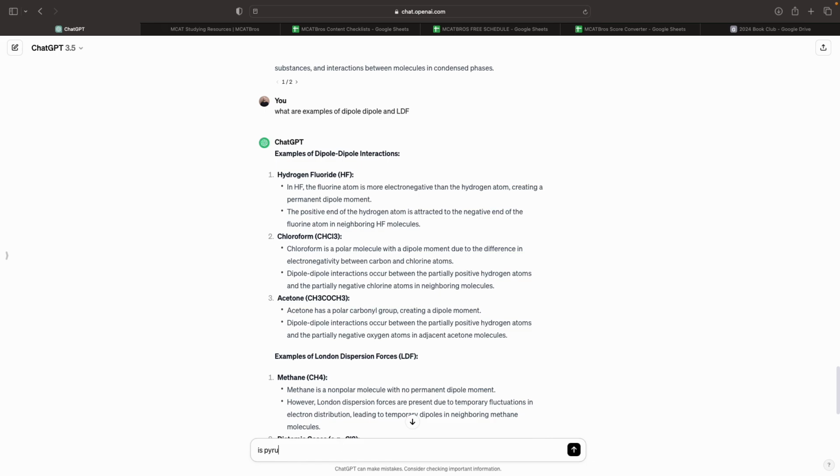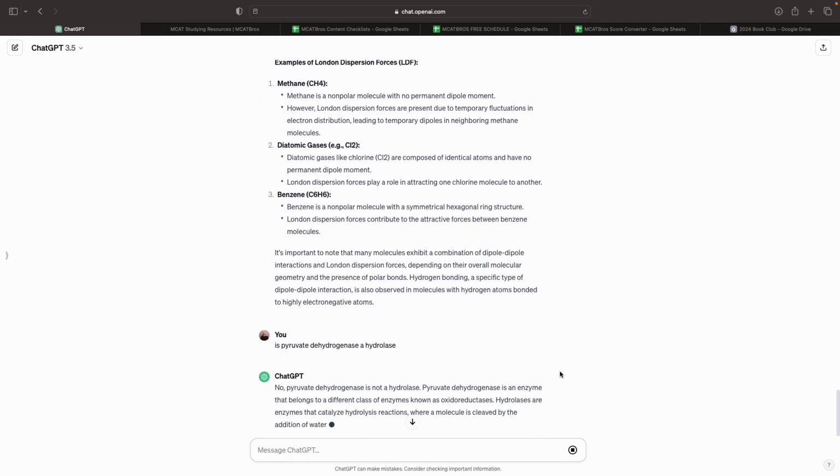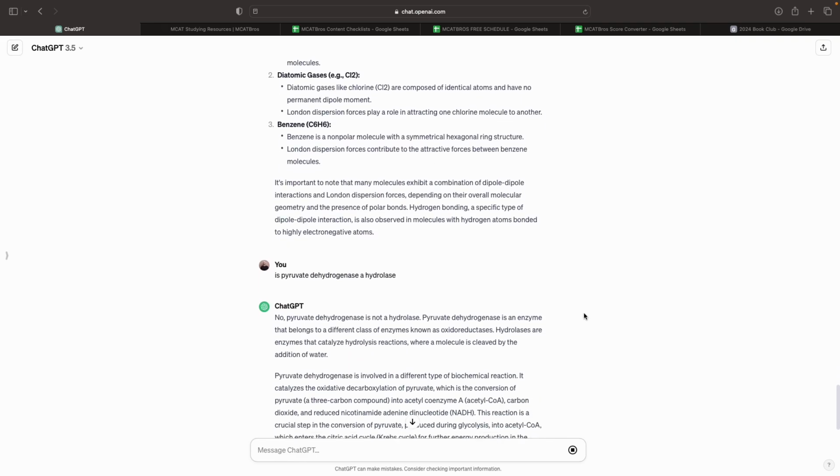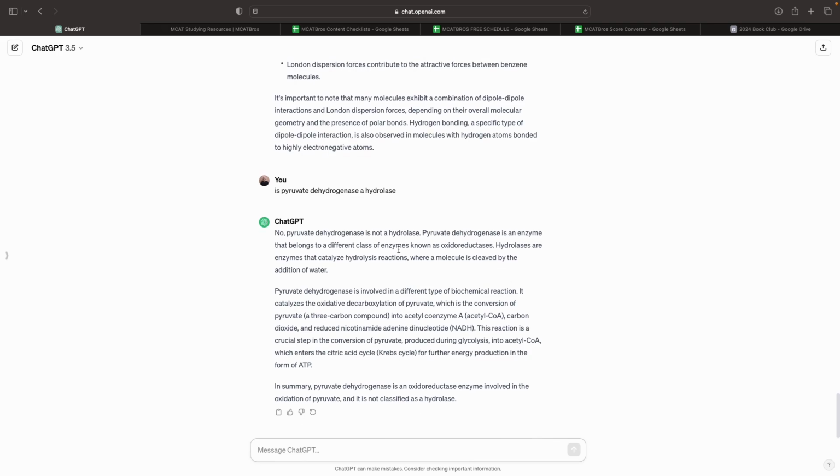Is pyruvate dehydrogenase a hydrolase? No, PDH is not a hydrolase. It's an oxidoreductase. Hydrolases are enzymes that catalyze hydrolysis reactions where a molecule is cleaved by the addition of water. PDH is involved in a different type of biochemical reaction.